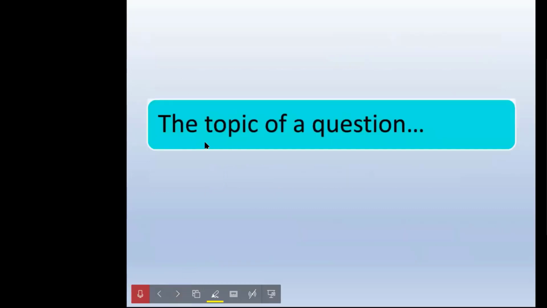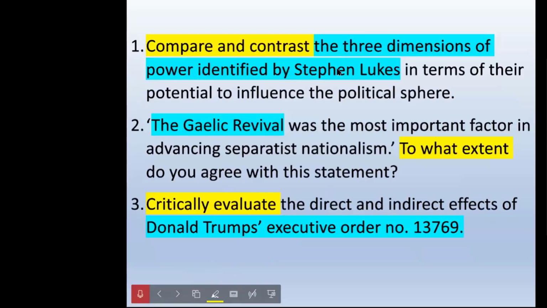Now, the next part is the topic of the question. The topic of the question is a bigger thing. All questions have this big thing. So part of this question is the 3 dimensions of power identified by Stephen Lukes. You don't need to understand what that was. I'm not asking you, we're not going to look at that, but I'm just saying that's the big bit. And I'm able to establish that that's the topic and that's important.